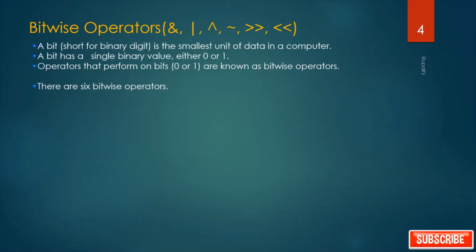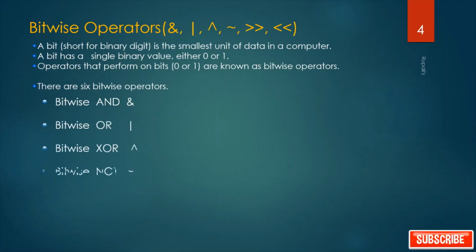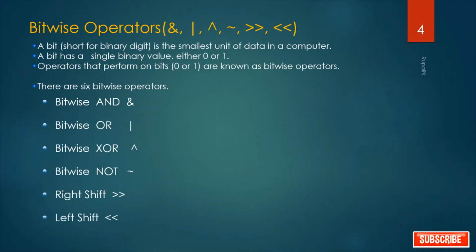Bitwise operators. So what is bit? A bit, that is the short form of binary digit, is the smallest unit of data in a computer. A bit has a single binary value, either 0 or 1. Operators that perform on bits 0 or 1 are known as bitwise operators. There are 6 bitwise operators: bitwise AND, bitwise OR, bitwise XOR, bitwise NOT, right shift and left shift operators.